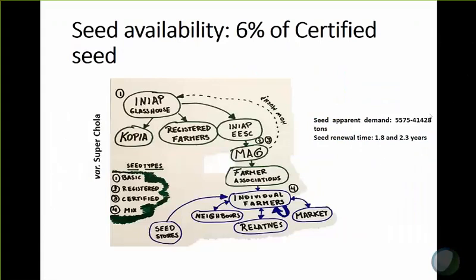So, I would say the main results I have gotten from using the framework is first to understand that the formal seed system only supplies 6% of certified seed, and it does it for only one variety, the most common one here in Ecuador, called Super Chola.